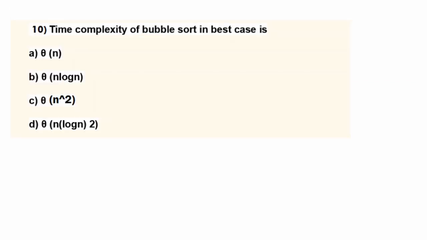Now moving to the last question of this video, the time complexity of bubble sort in best case is. So in bubble sort algorithm we have 2 loops. One is a nested loop present inside the outer loop, but when we talk about the best case time complexity of bubble sort, it is theta of n. So our answer is theta of n.